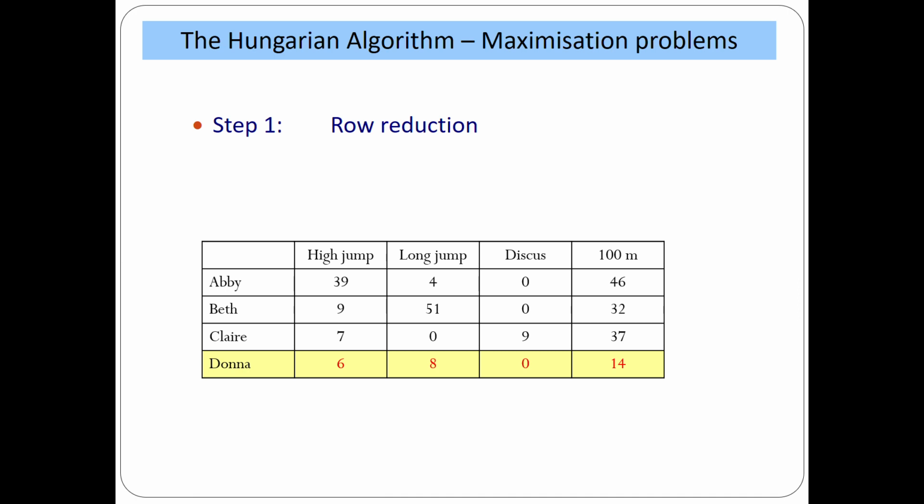After doing the row reduction, the next step will be column reduction. So we have to perform the same procedure for all the columns. First column, the least value is 6. So we have to subtract the 6 from all other elements. So after column reduction, the first column will be 33, 3, 1 and 0. Second and third column already have zeros in it, so there is no chance of column reduction. And the last column, the least value is 32. And after column reduction, the values will be 32, 18, 23 and 0.